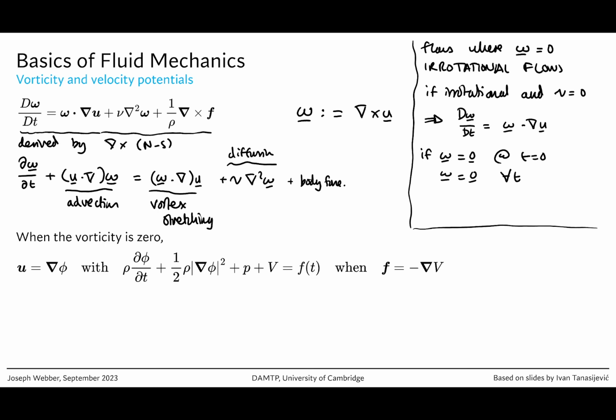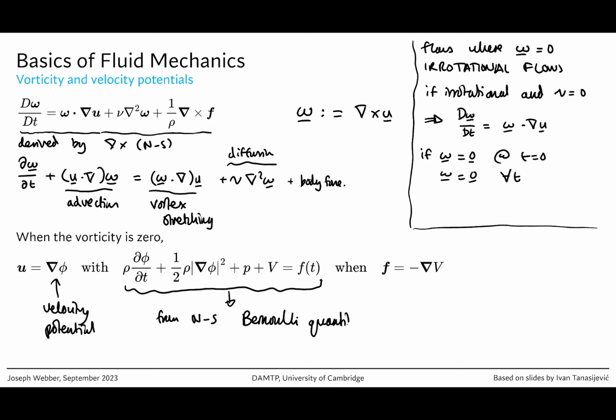But these flows where vorticity is zero have another handy property. Much like incompressible flows have a stream function in 2D, irrotational flows have this thing called a velocity potential. Because the curl of a gradient is zero, we can always write the flow field as the gradient of some scalar velocity potential phi. This thing here comes from Navier-Stokes, replacing u with grad phi, and we just find that, and this is called the Bernoulli quantity, and this is just conservation of energy, basically.